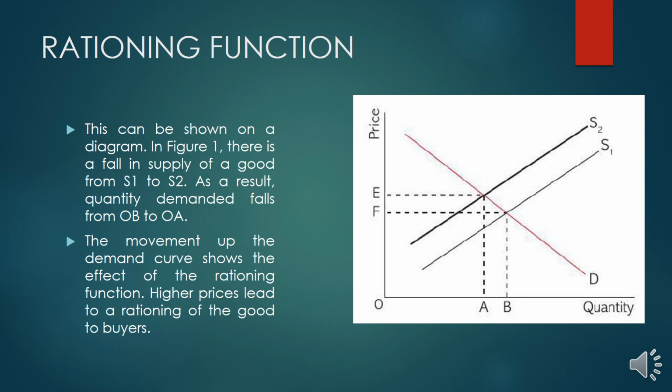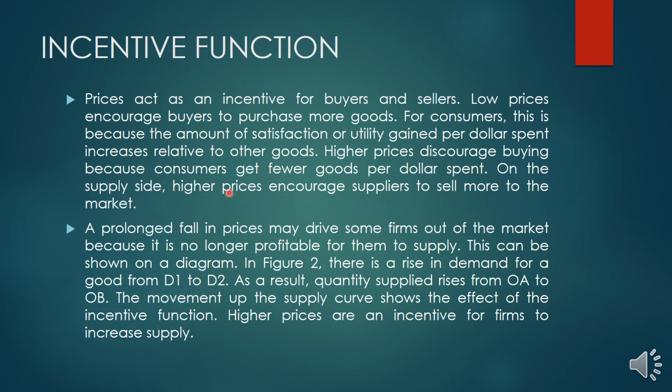Then the next function is the incentive function. Price acts as an incentive for buyers and sellers. The low prices encourage the buyers to buy more goods. For customers, this is because the amount of satisfaction or the utility gained per dollar spent increases relative to other goods. Higher prices discourage buying because the consumer gets fewer goods per dollar spent. On the supply side, higher prices encourage suppliers to sell more to the market.